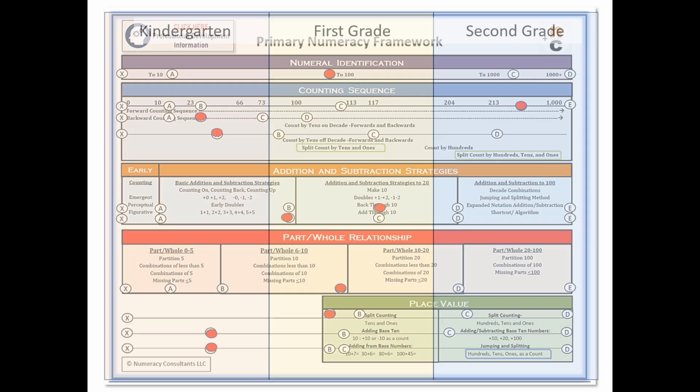But this particular student has a lot of skills that fall in the first grade zone and also the kindergarten zone. So what you would do is say, all right, we're going to really focus on these skills that have fallen in the first grade or kindergarten zone, and we'll work on those first. One of these skills is counting by tens off decade. Yes, they can count by tens on decade, but they're really struggling to count by tens off decade. So we'll take a look at what this would look like when we're implementing this.